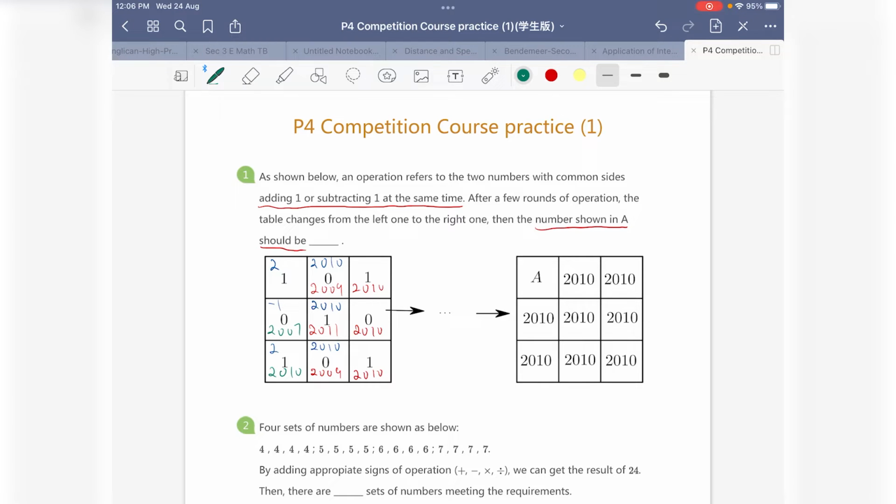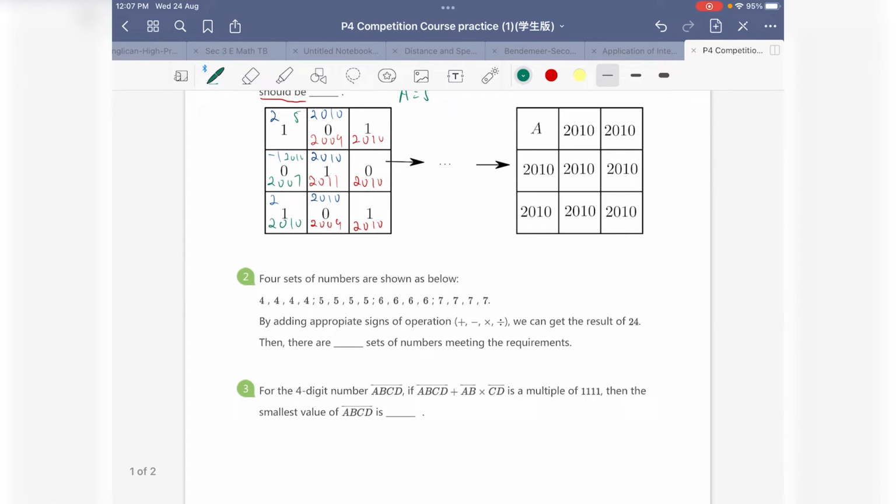And as a result, if I were to convert the middle left side to 2010, I'll need to add 3. And hence the top left corner will become 5. And therefore, we can conclude that A is equal to 5. Right? Hopefully, everyone is able to get this idea of operations. It is something that's very common in a lot of competition courses. Now, let's move on to question 2, shall we?